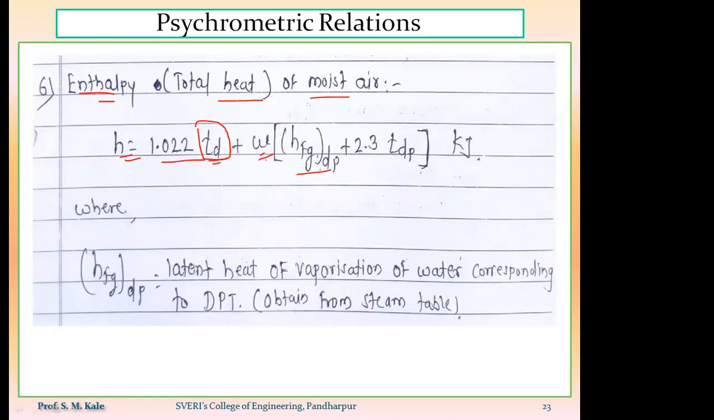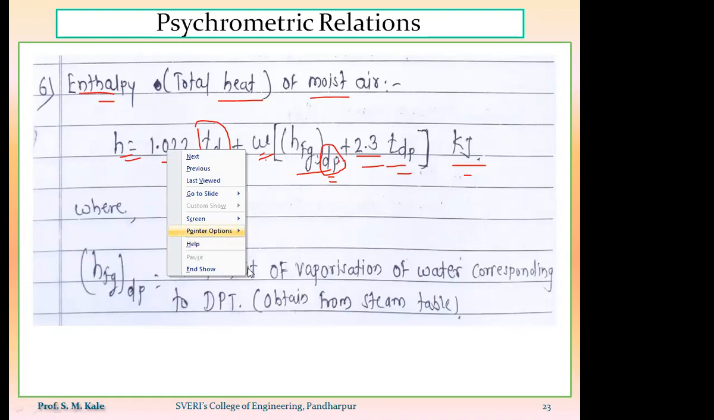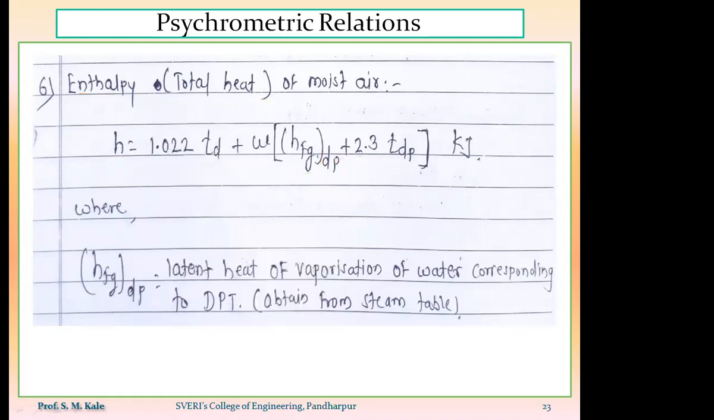Inside the bracket, hfg at dp, where dp means dew point temperature. So whatever value of hfg we have to find out from the steam table, that should be corresponding to dew point temperature, plus 2.3 tdp. So that value should be in terms of kilojoule. So these are the various formulas by using which we have to find out the various properties of the air.